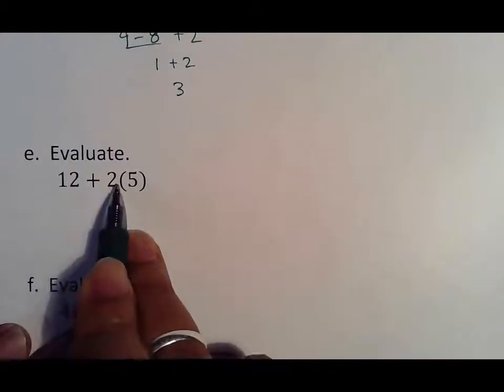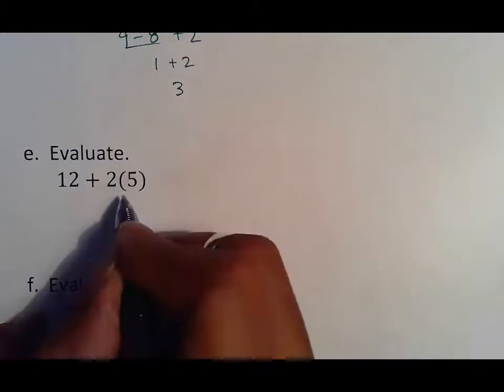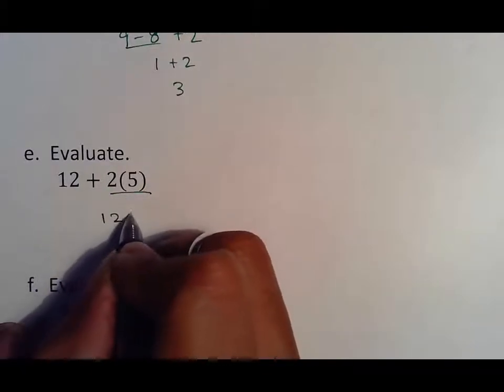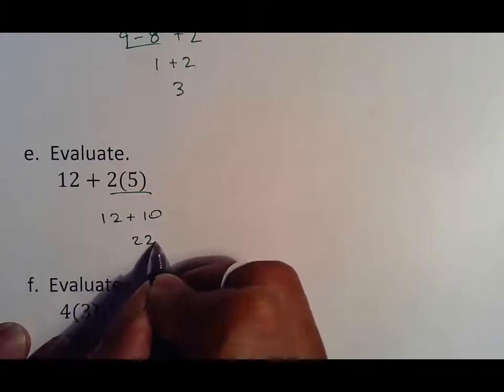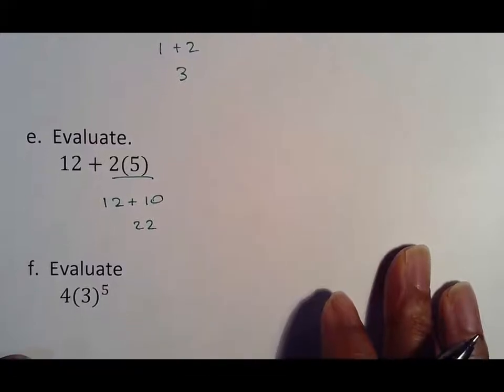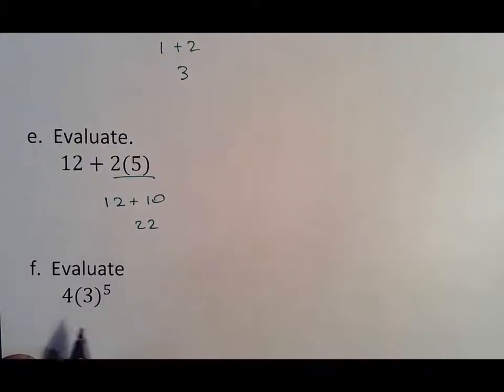Addition and multiplication. Remember, that is not parentheses, that's multiplication. So therefore multiplication goes first. And 22 is what you end up with. Again, not bad, just something you gotta be ready for.